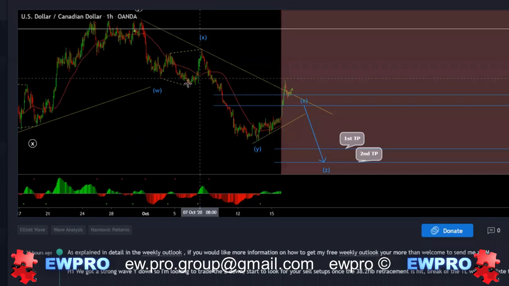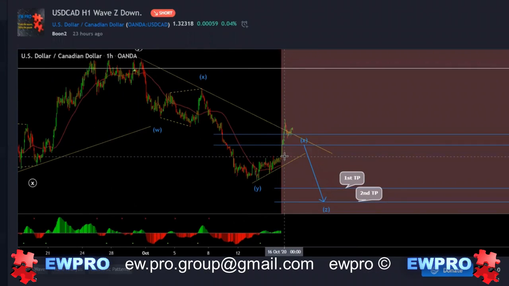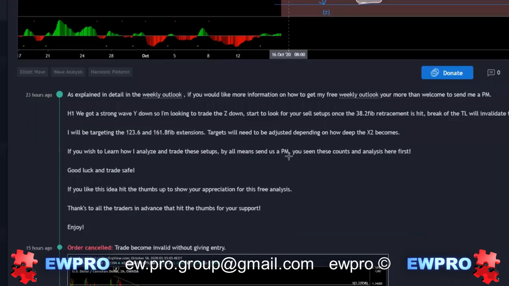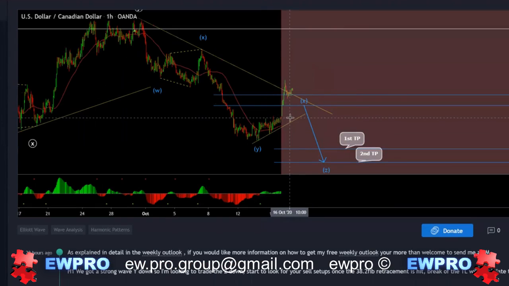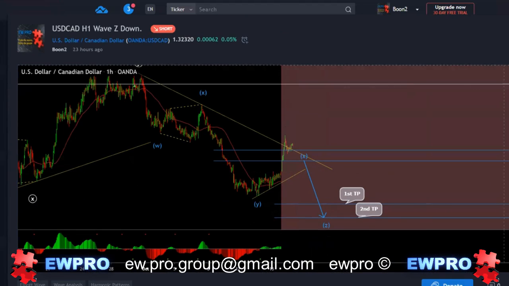Like this one here. If someone just got in as soon as I put out this idea and put out a sell, well, they would have lost money. Whereas we didn't. Well, we never got an entry. So you see here, trade became invalid without giving entry. We never got an entry on it. So that's where the trading system comes into play. If your analysis is wrong, the trading system 9 times out of 10 won't give you a setup to get into the trade. And that's very important. You don't just jump in.